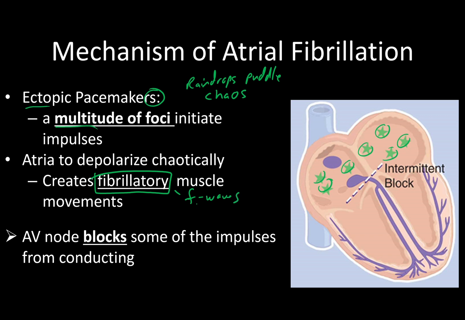Not terribly unlike your artifact from muscle shivering, except way more subtle. It's really tiny, mostly impossible to see in a lot of occasions, and we'll go through some examples of that. The next important thing, and what makes AFib similar to a flutter, is that the AV node blocks some of these impulses from getting through.